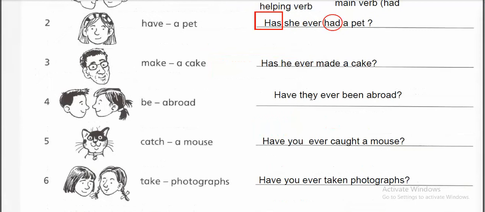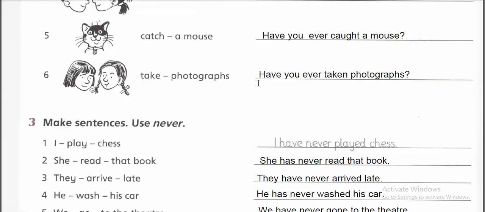Next. Make a cake. This is a man, and we use has with him. Has he ever made a cake? Next. Be abroad. Have they ever been abroad? Next. Catch a mouse. Have you ever caught a mouse? And take a photograph. Have they ever taken photographs? Next.